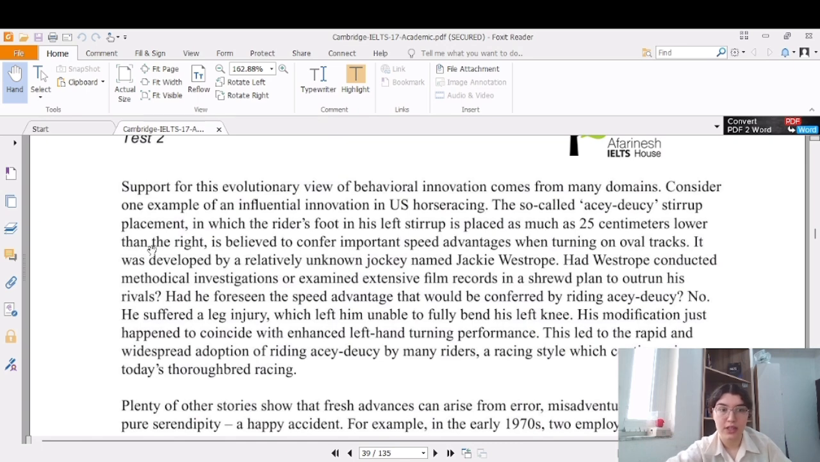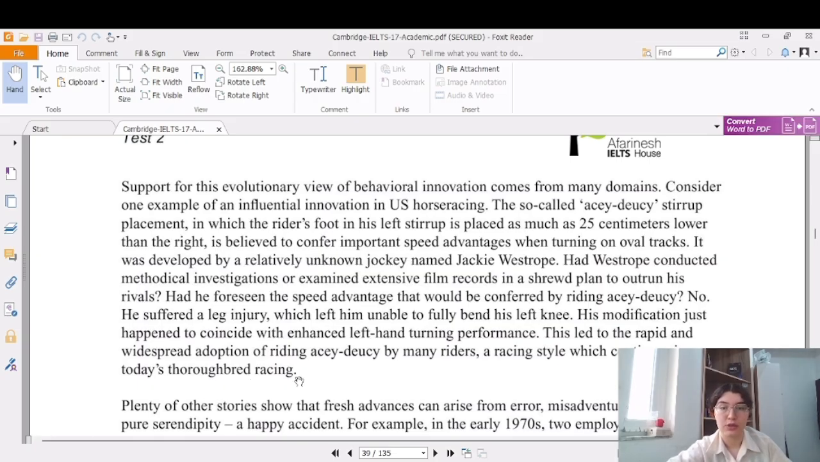Had Westrop conducted methodical investigations or examined extensive film records in a shrewd plan to outturn his rivals? Had he foreseen the speed advantage that would be conferred by riding aciducy? No. He suffered a leg injury, which left him unable to fully bend his left knee. His modification just happened to coincide with enhanced left-hand turning performance. This led to the rapid and widespread adoption of riding aciducy by many riders, a racing style which continues in today's thoroughbred racing.